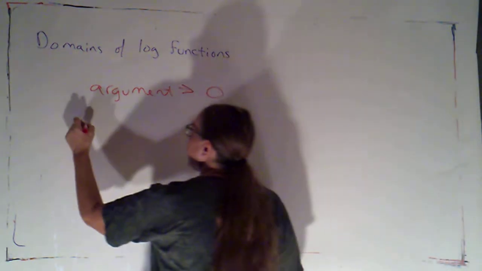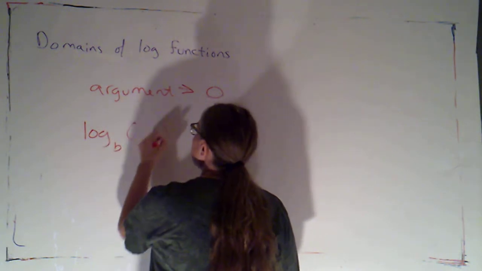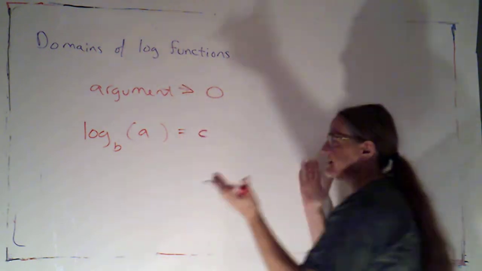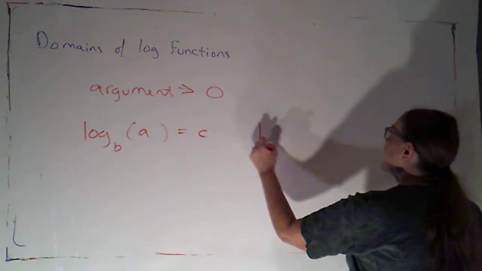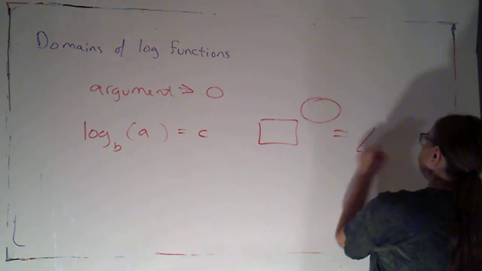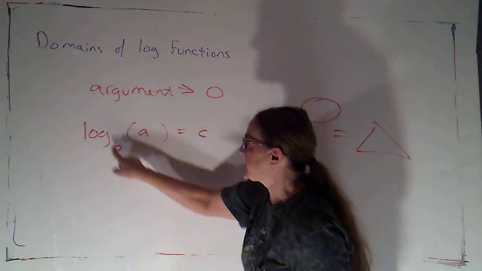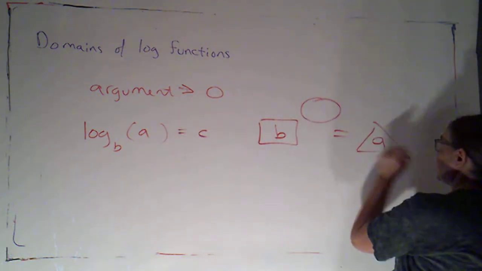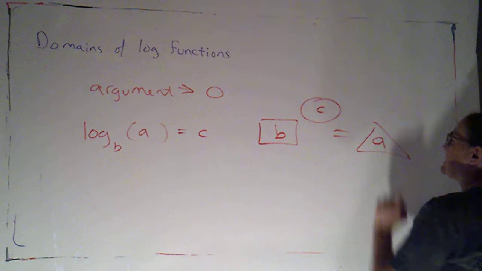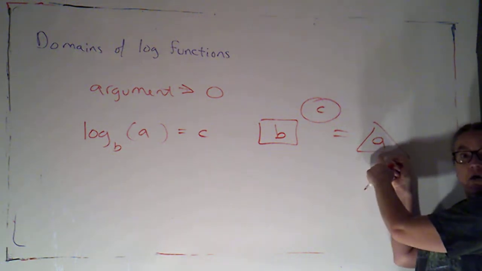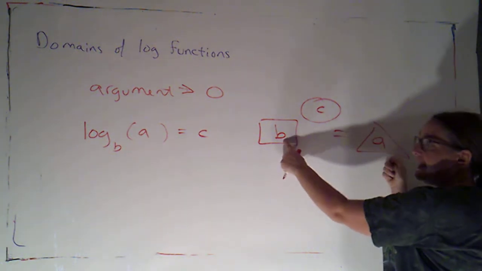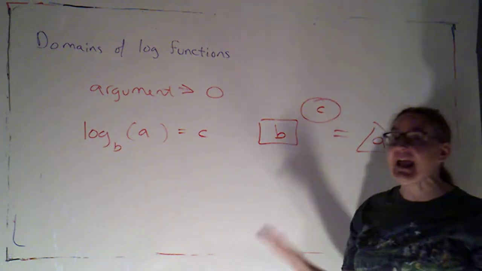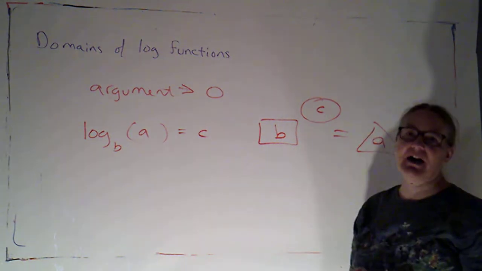That's because if I have log base b of, I'm just going to write a for the argument, is equal to, let's just say c, okay? When I rewrite that in exponential form, this is saying it's the exponent I need when b is the base to get a, that's the argument, that exponent is c. But that's saying that the argument is the result of taking this positive number b to a power. And I know if I take a positive number to any power, it's going to be positive.